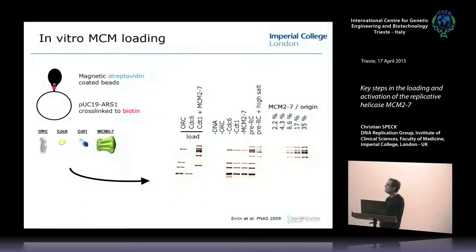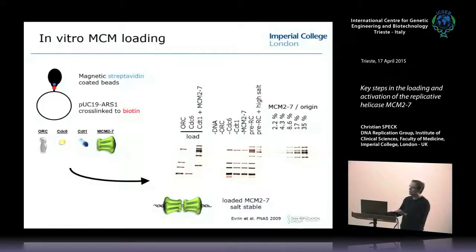And then you can do a little biochemical trick. You can apply a high salt wash to the DNA, and that removes factors that are associated with the DNA, like the origin recognition complex. But interestingly, the MCM proteins stay behind. Why do they stay behind? Because they encircle the DNA and they can't be washed away. Okay?